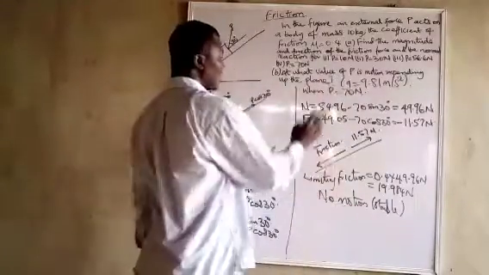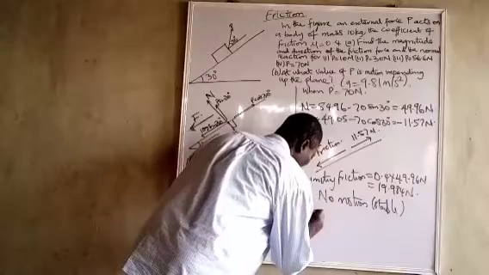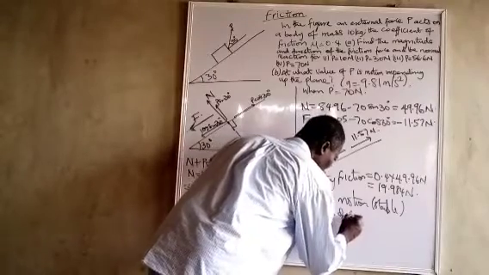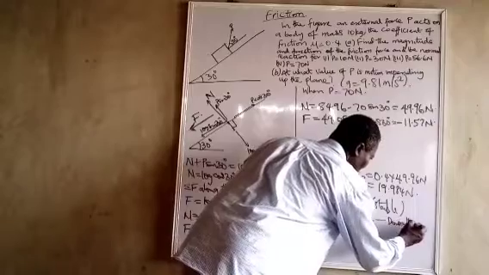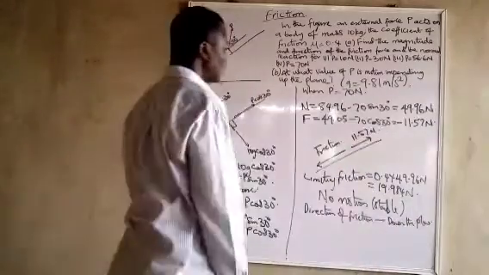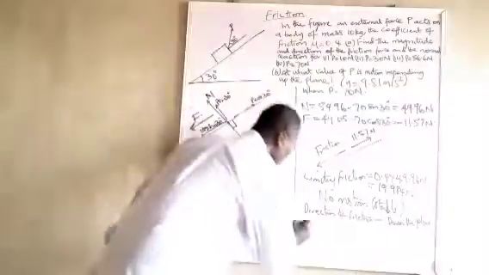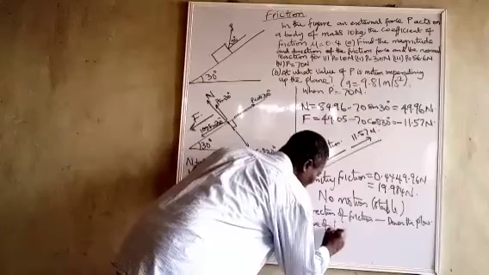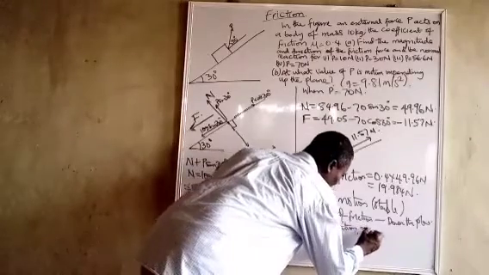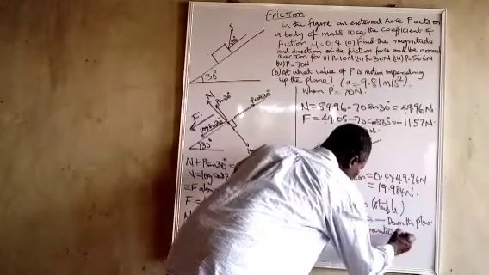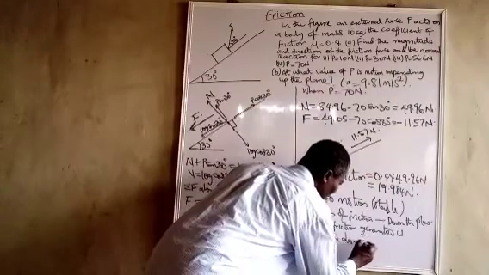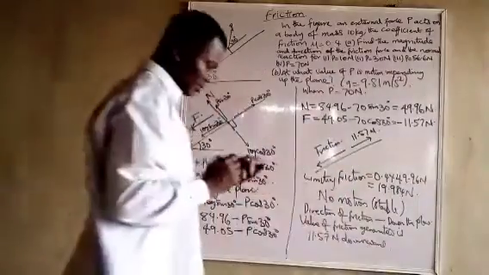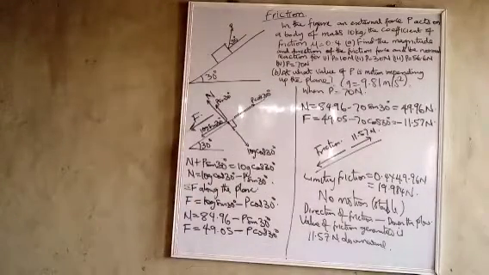That is one thing. So the direction of the friction is down the plane. And the value of the friction generated is 11.57 Newton downward. So very simple. Just have to be in that box and follow the motion.